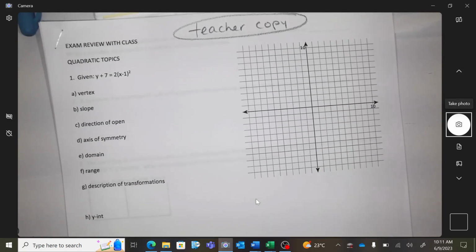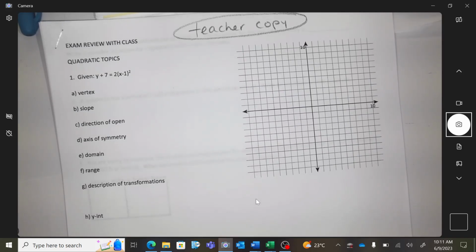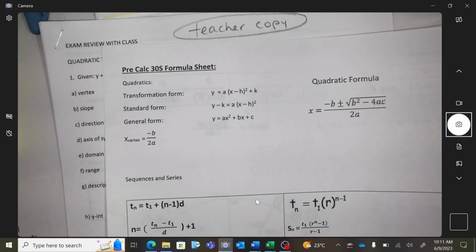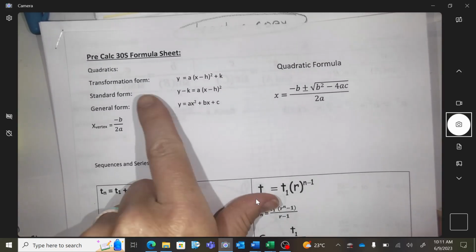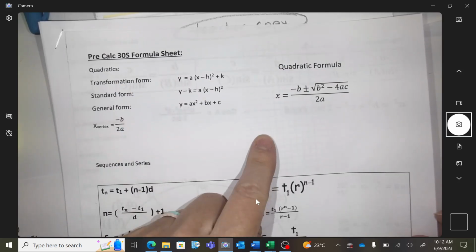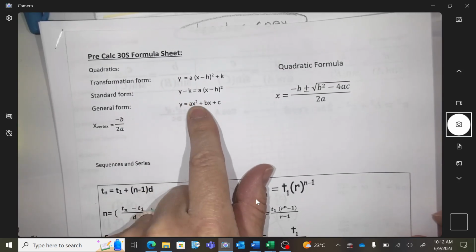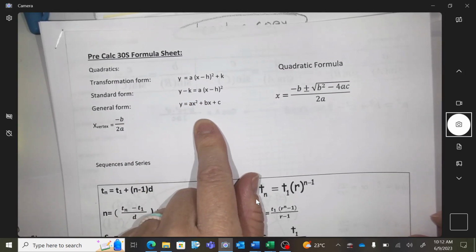Okay, graphing quadratics. Worth quite a bit of points on your first page of your exam. It's the first question on there. The formula sheet is the exact formula sheet that I gave you on the first day of class. What you're holding, yep. Okay, so the first day of class, you all got this formula sheet. And this stuff will be on there. So it shows me these forms. I just need to know what's going on in these forms.